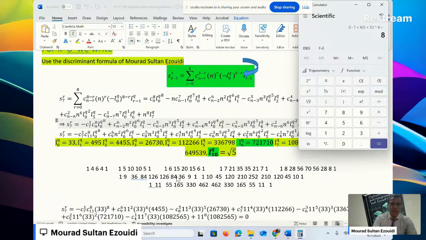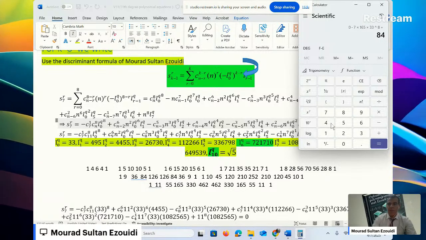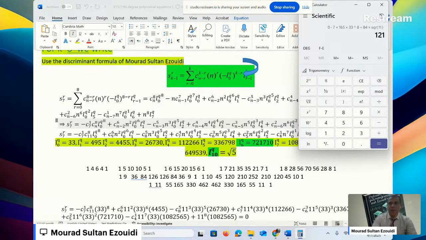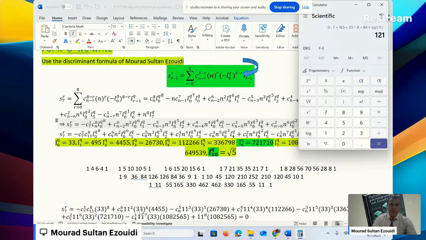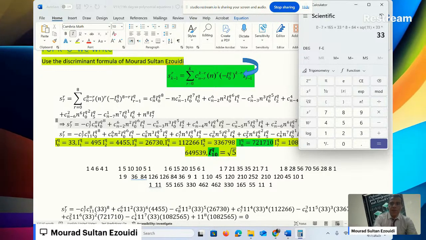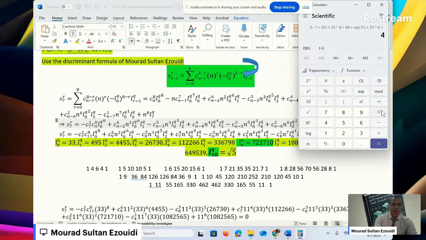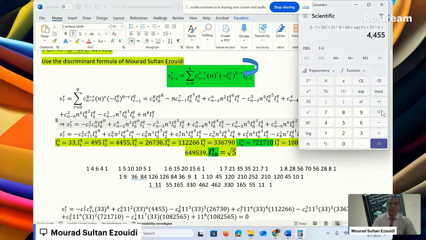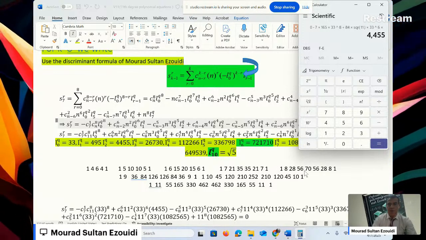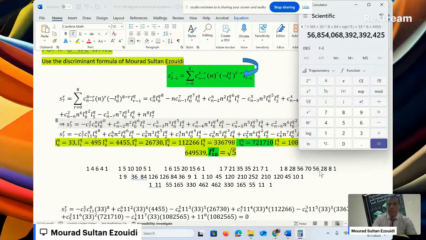Then the plus 85 times 11 squared, times 11 raised to the power 6, times 33, times 33 raised to the power 6, times 4,150, minus 850, 1, 2, 3, 4, 5. Minus 56.